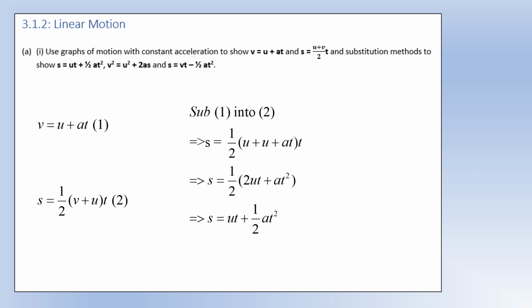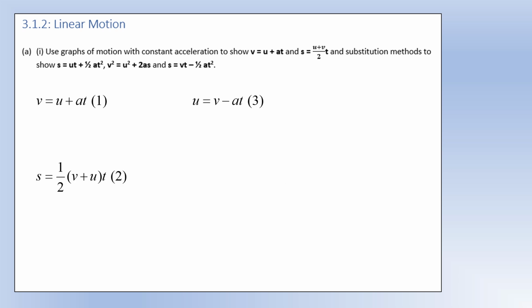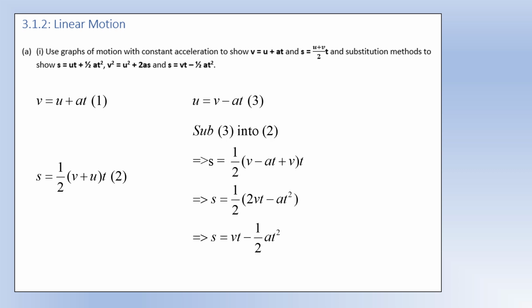So the first thing we're going to do is substitute equation 1 into equation 2. So replace v with u plus at. Then we can work through the logic and you end up with s equals ut plus half at squared. We can do a similar thing now, except we'll rearrange equation 1 to make u the subject, and substitute in for u. We end up with the equation that most people forget about, and it often isn't on the equation sheets: s equals vt minus half at squared.